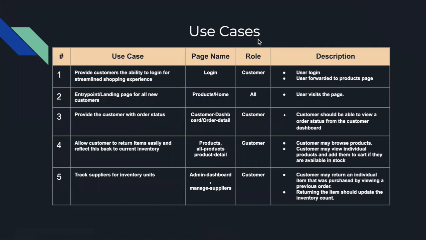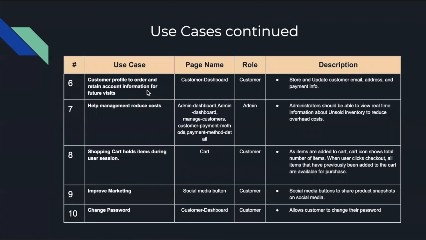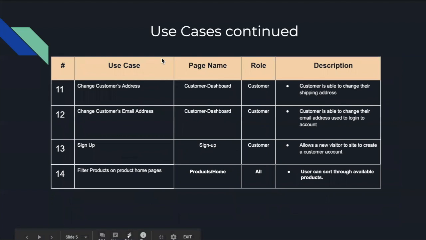And then the use cases that we covered today: being able to provide a login, a user profile, entry point for the products page, being able to review order statuses of the customer, being able to return items from an order, and then for the admin to be able to track supplies or track inventory, being able to change the address, email, sign up, customer profile order to retain account information, help management reduce costs by having that admin dashboard, and then a shopping cart that holds information as you use the site, social media buttons for improved marketing, and then being able to update the password.